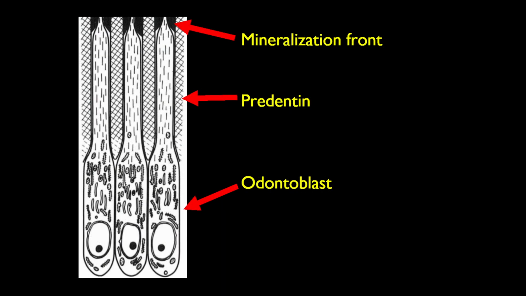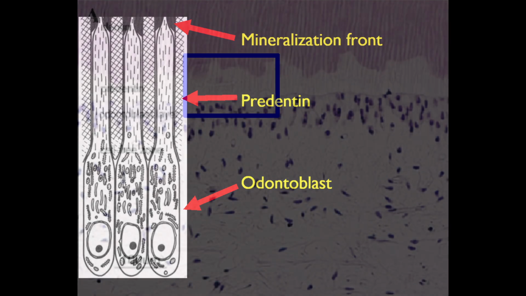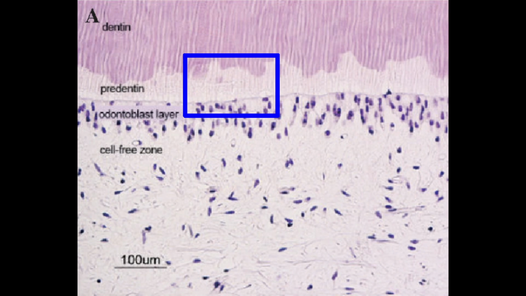Now, when you're looking at the mineralization front, you want to think, well, what is missing? What is not there? And what is not there is the predentin and the odontoblast and any part of the smear layer. So you're looking at a surface right at the mineralization front. You want to think of the histological picture when you're looking at these SEMs as well, and think about what is missing. So in looking at this, you're looking at the mineralization front, and everything else in area 11 is missing from that picture.